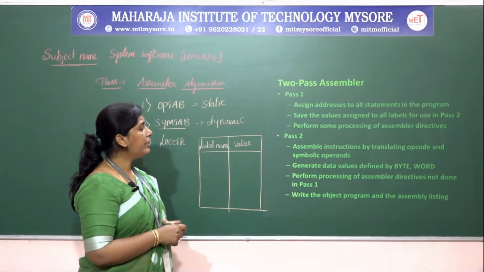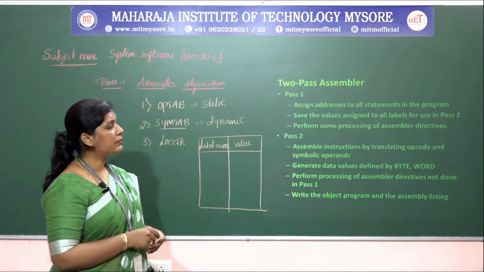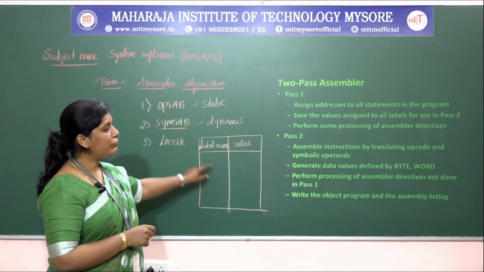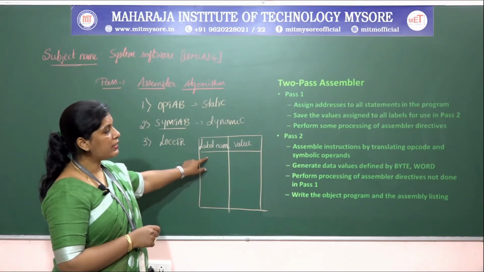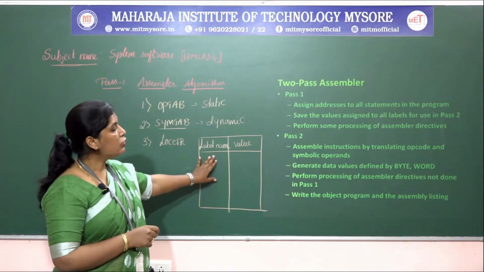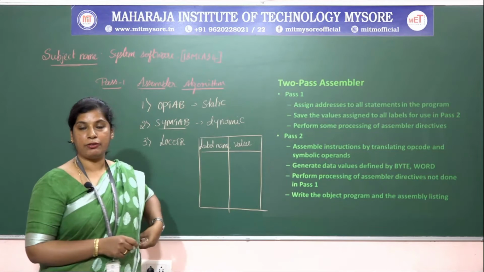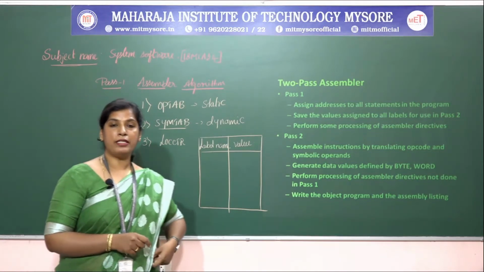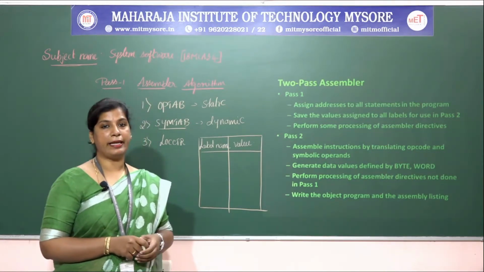During pass 1, the assembler assigns addresses to all the statements in the program. Then it saves all the values assigned to all the labels for use in pass 2, in the form of a symbol table. It also performs some processing of assembler directives. If any assembler directives are used, it processes them.